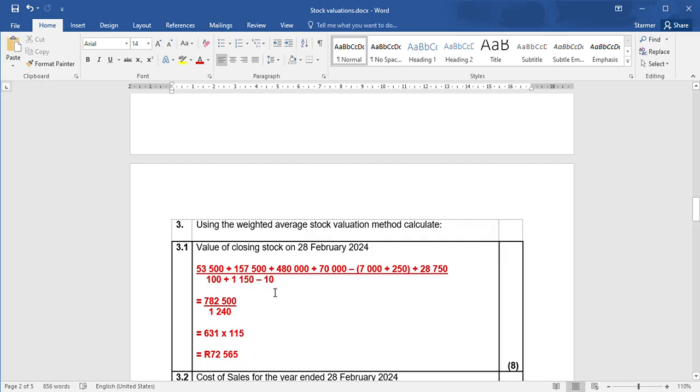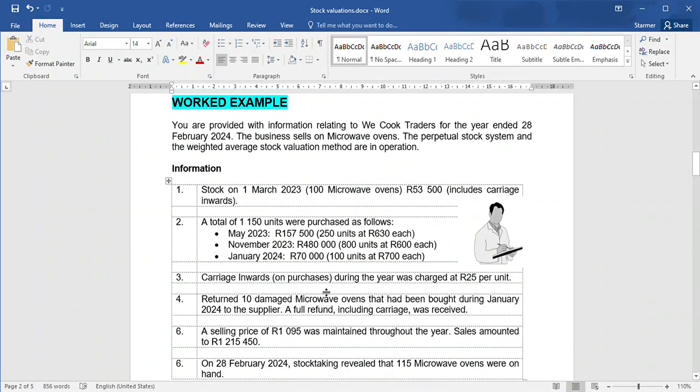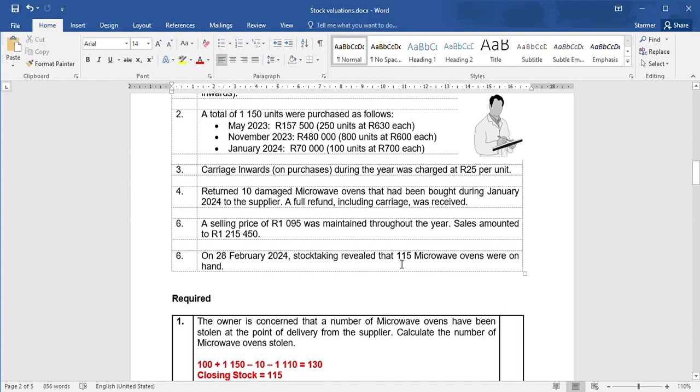Then they told you, remember, that you returned 10. So you must minus 10. The amount you minus here, you look at the cost price of the January purchases, because that's the ones you're returning. They must be 700 Rand each. So you take 700 Rand for each item that you're returning. Okay, and then if you look here, it says carriage on purchase during the year was charged at 25 Rand, and then they tell you over here that we received the full refund including the carriage.